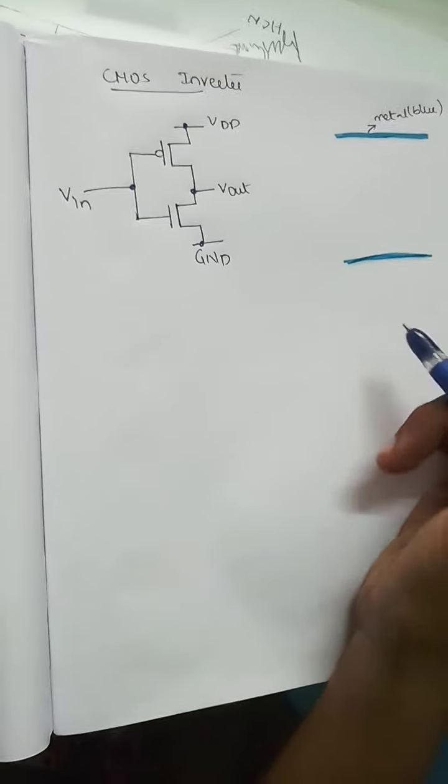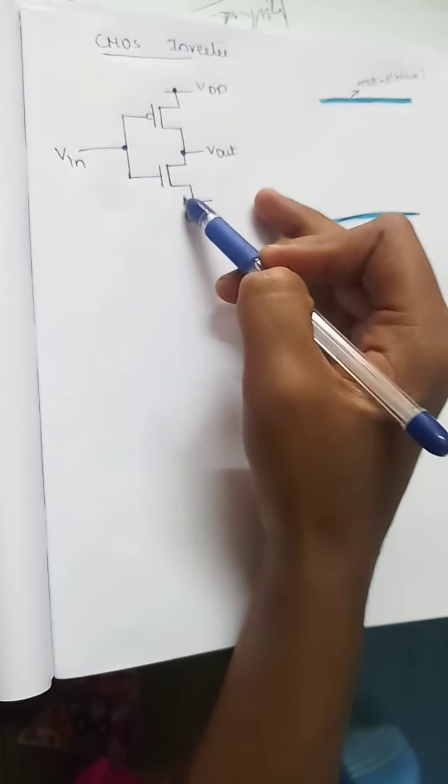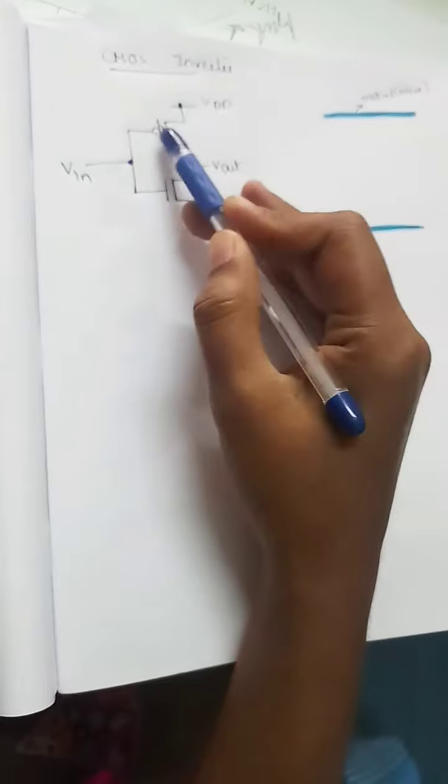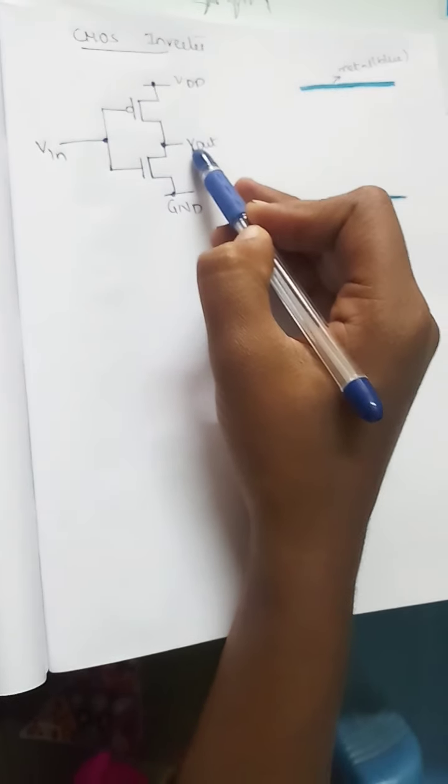Good morning all. This is the CMOS inverter circuit diagram. This is the P transistor, this is the N transistor. The input is common to these two and the output is taken in between these two. Starting with metal, that is for indicating the power supply, we will be using the color blue.